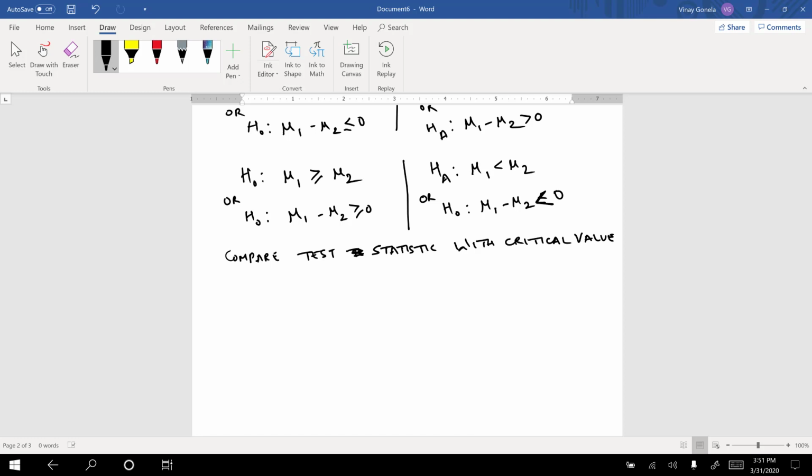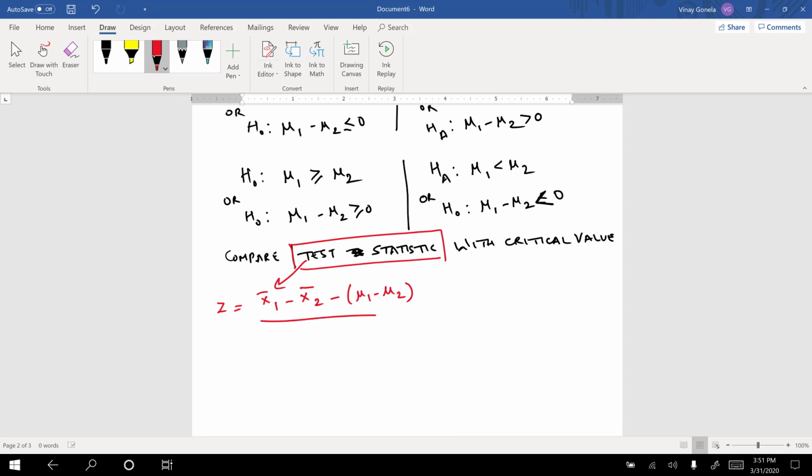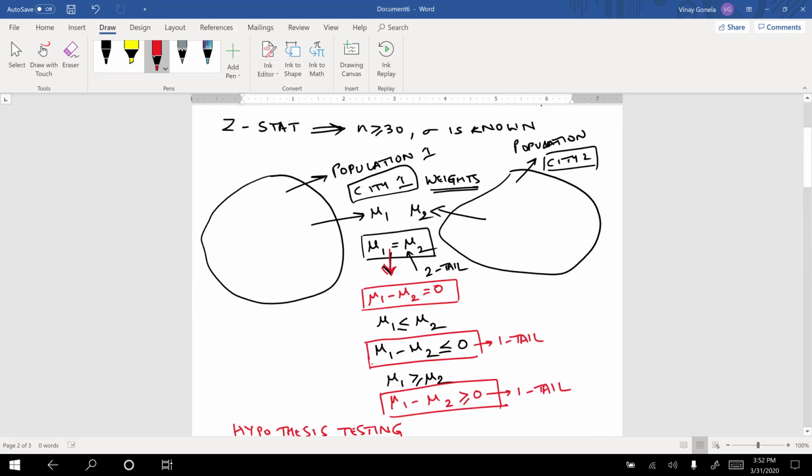So the test statistic, we are doing Z. So again, I will just write the formula for Z first. Z stat. The formula would be x1 bar minus x2 bar minus mu1 minus mu2, divided by the square root of sigma 1 square by n1 plus sigma 2 square by n2. So the importance of this formula, let me discuss how this formula came.